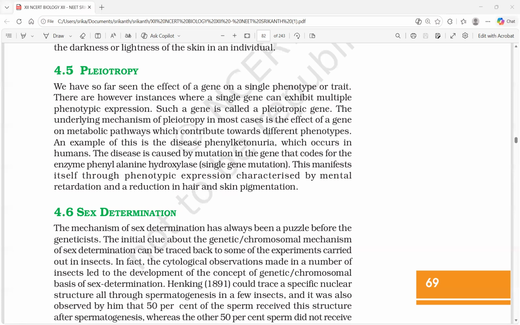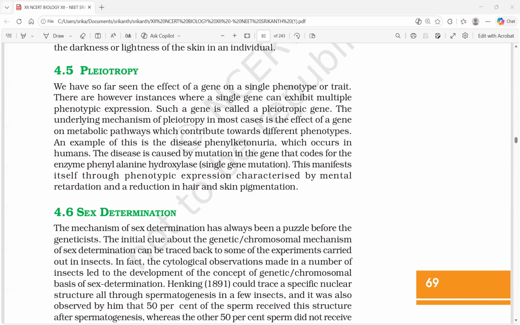Such a gene is called a pleiotropic gene. The underlying mechanism of pleiotropy in most cases is the effect of a gene, single gene, multiple expression. We took an example in other criteria, that means whatever is there in the textbook we have to go for. He is saying that in most cases it is the effect of a gene on metabolic pathways. Multiple expression is given in the way of a metabolic pathway.